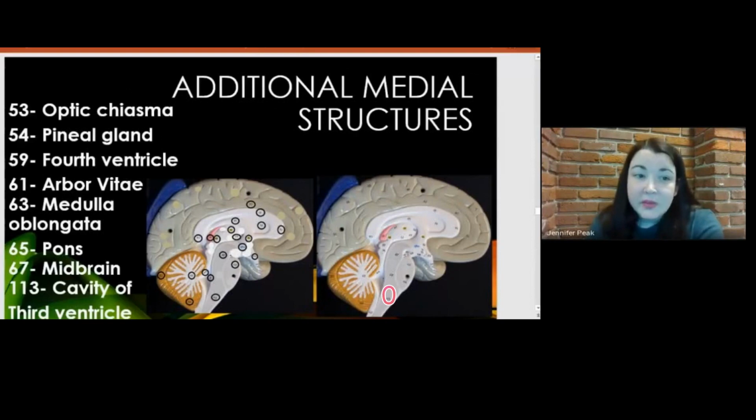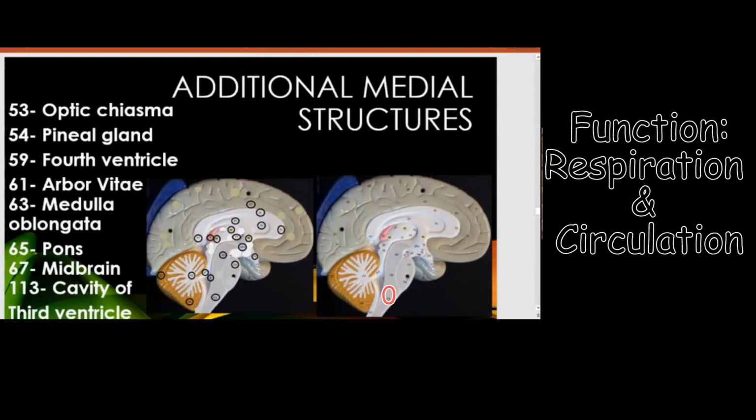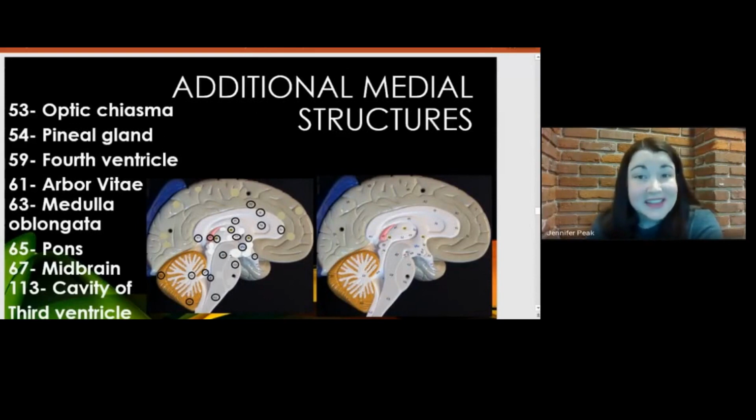At number 63, you have your medulla oblongata. The medulla oblongata is the center for the respiration and circulation that occurs. So it'll help with regulating breathing as well as the heart rate. It'll help with digestion and swallowing, and also is involved with sneezing.